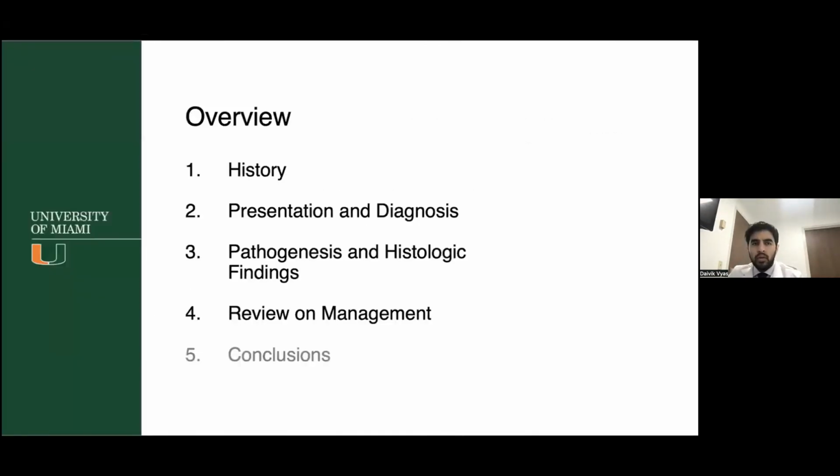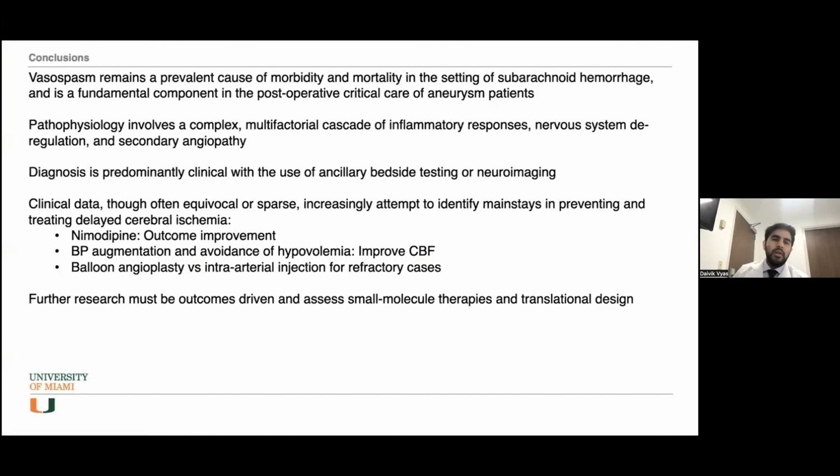So overall, then, what do we take away from this? Vasospasm remains a prevalent cause of morbidity and mortality in the setting of subarachnoid hemorrhage, and it's a fundamental component in the postoperative critical care of aneurysm patients. It can't be something that's overlooked, and it can't be something that's forgotten.